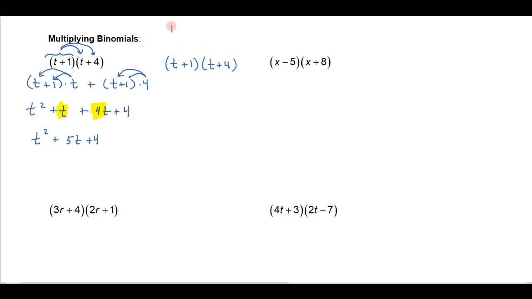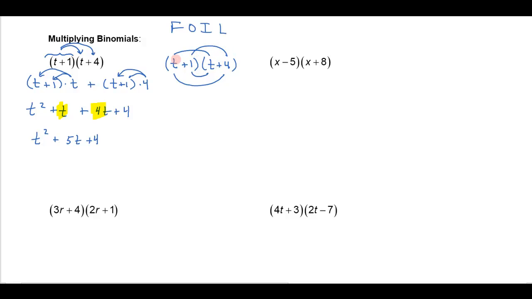the mnemonic that we use is FOIL. FOIL stands for the first ones. The first ones would be the t and the t, the first in this binomial and the first in this one. And then the O is the outer ones. The 4t is the outer, the t and the 4, they're on the outside of the parentheses. And then the 1t, those are the inners, right? They're sort of on the inside of this expression. And then the L is the last ones, the 1 times the 4.